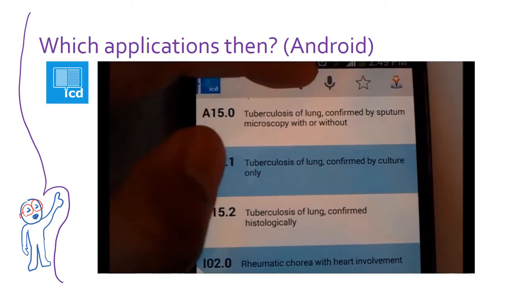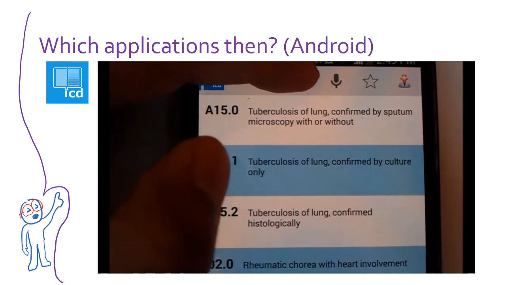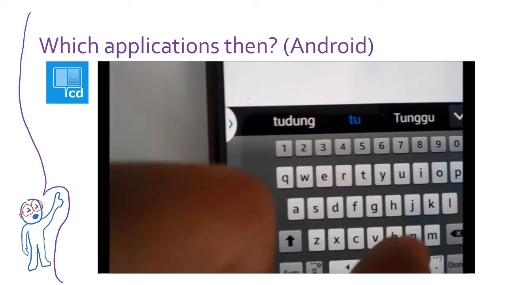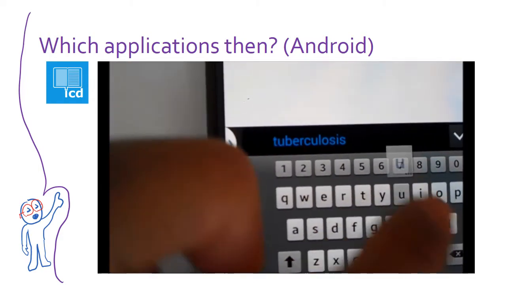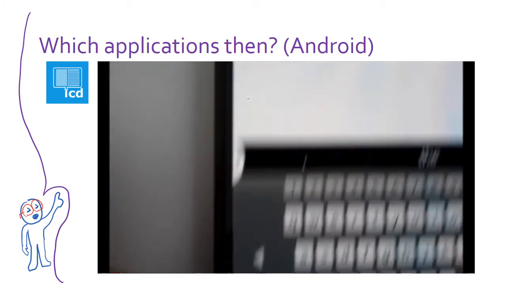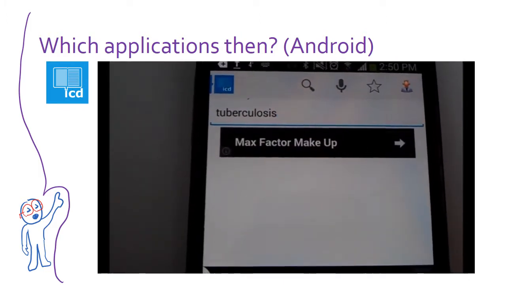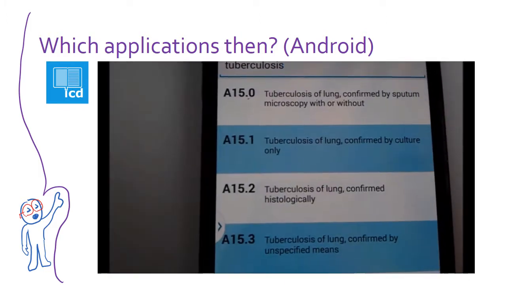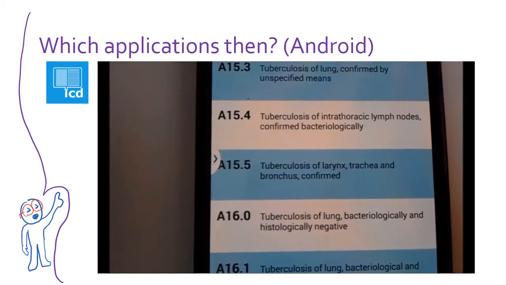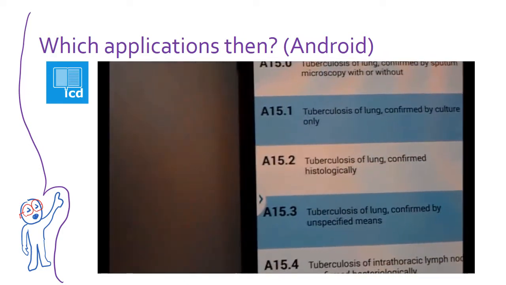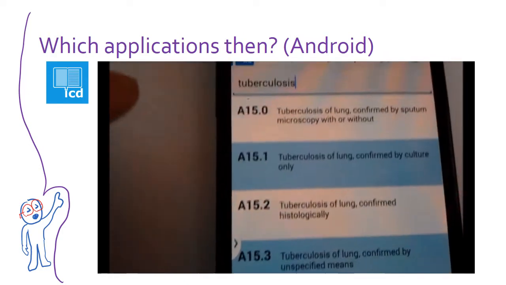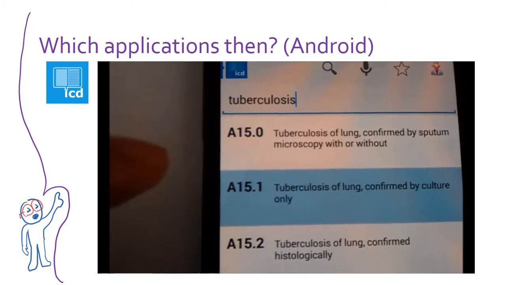And the easy way is to find specific codes by searching. For example, we want to find tuberculosis, and then you can just type it down, and then here it is, the list of tuberculosis diseases and the codes related to tuberculosis.